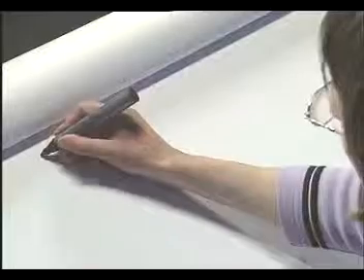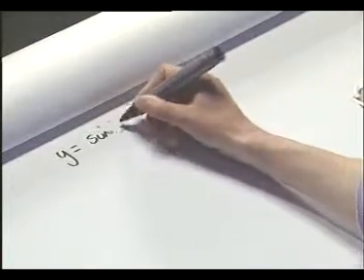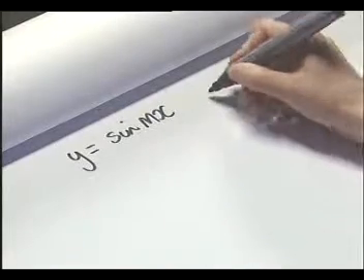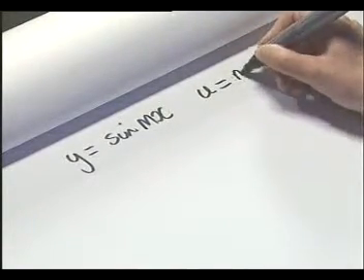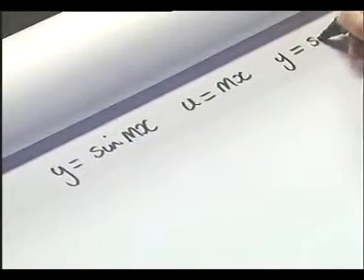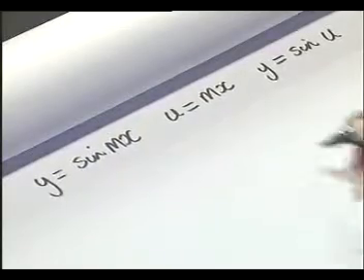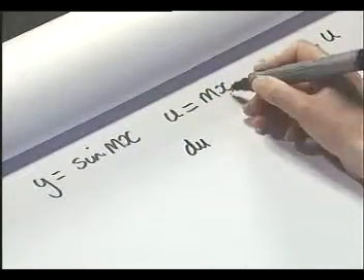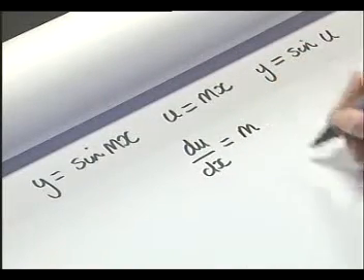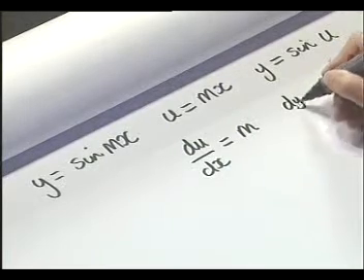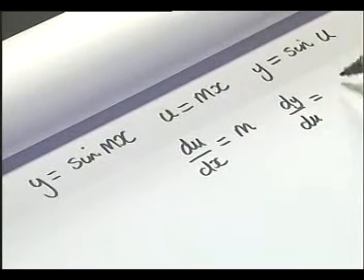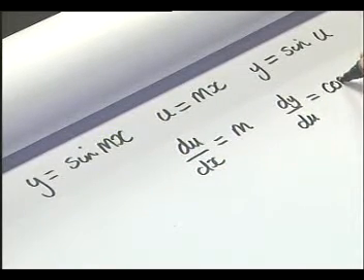Let's look then at y equals sine mx. Now here we're going to do a substitution, and instead of mx we're going to write u is equal to mx. So therefore our y is equal to sine u. And we're going to differentiate u with respect to x. So du by dx is equal to m. And then we're going to differentiate y with respect to u. So dy by du equals the derivative of sine u, which is cos u.